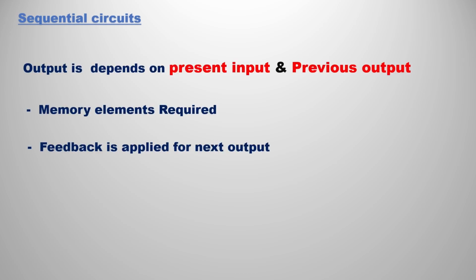Now let's understand what is meant by sequential circuits. In the same way, the output depends on the present input, and in sequential circuits it also depends on the previous output. Memory elements are required and feedback is applied to produce the next output. By just reading this you might not understand, but if you see the circuit diagram you can understand very easily. Just remember the previous output is added again to the input so that the next output is produced. This is the logic of sequential circuits, and it is the main difference between combinational and sequential; the remaining things are the same. Feedback is there and a memory element is required. For the memory element we are going to use flip-flops, which we will see in the upcoming video.